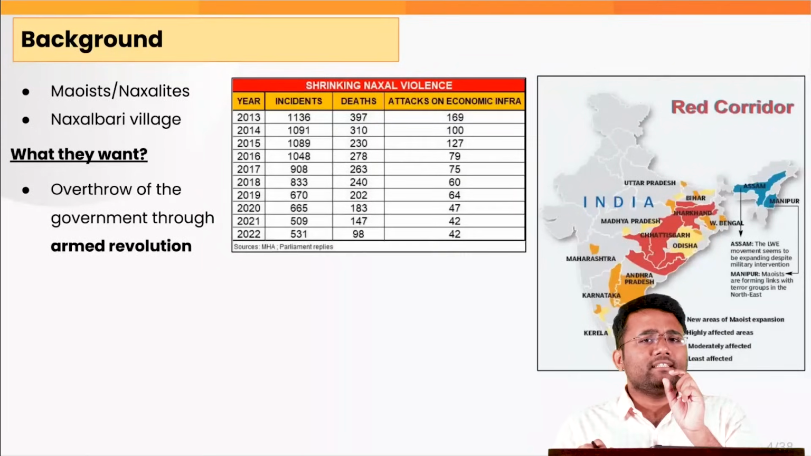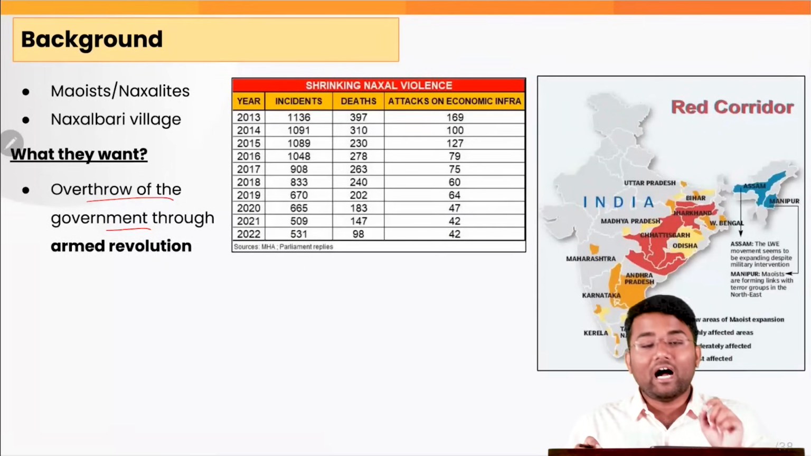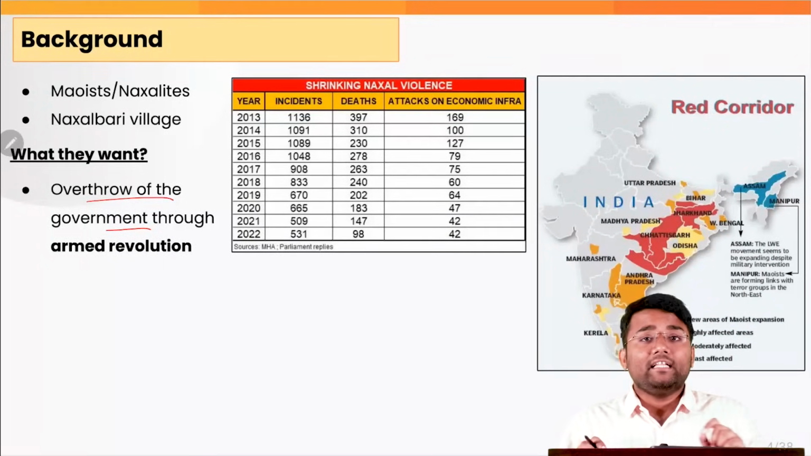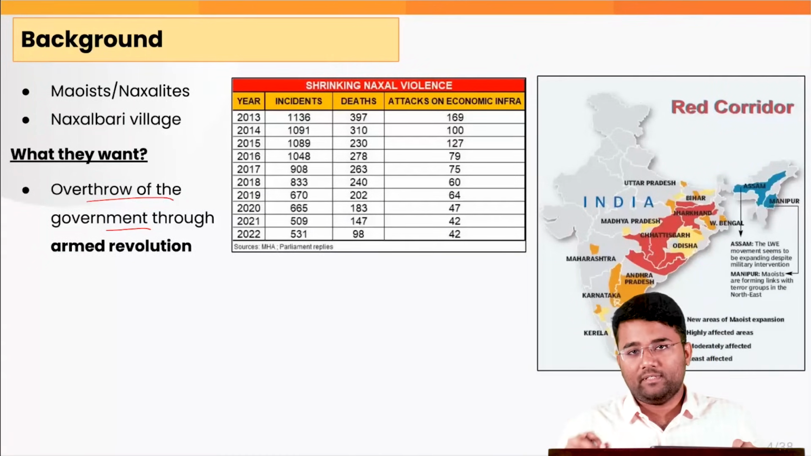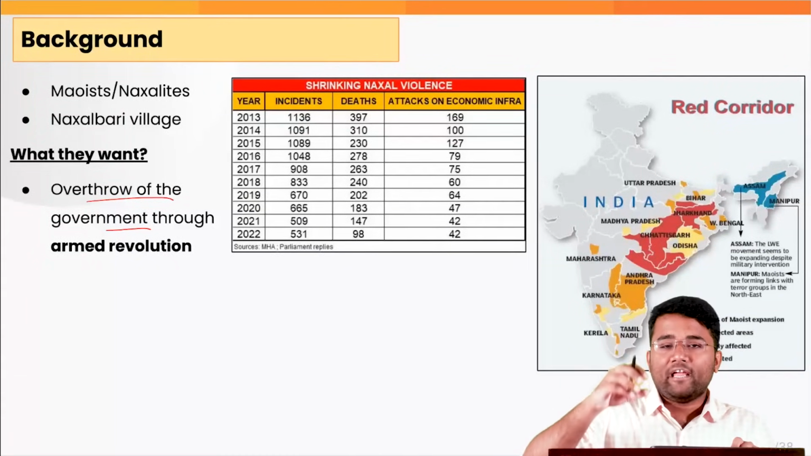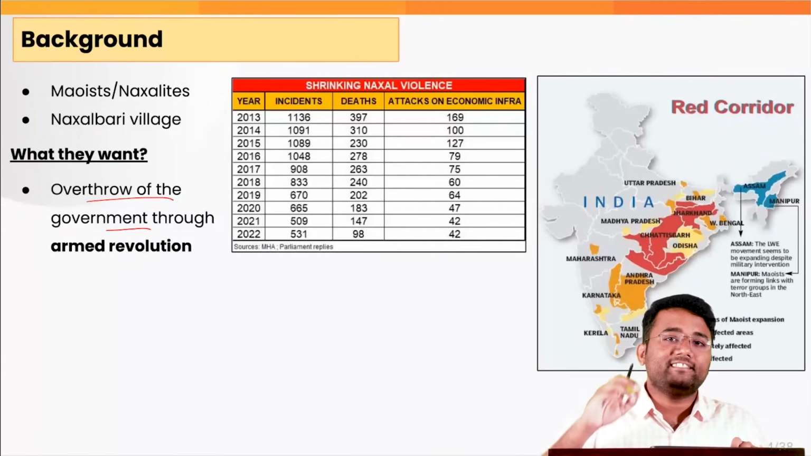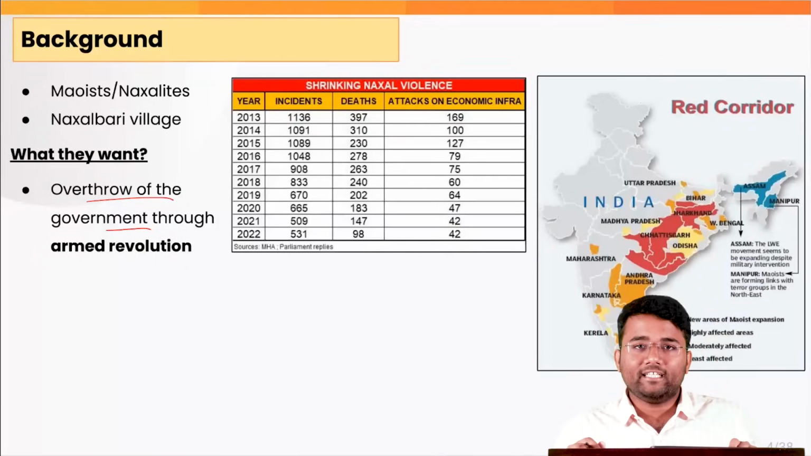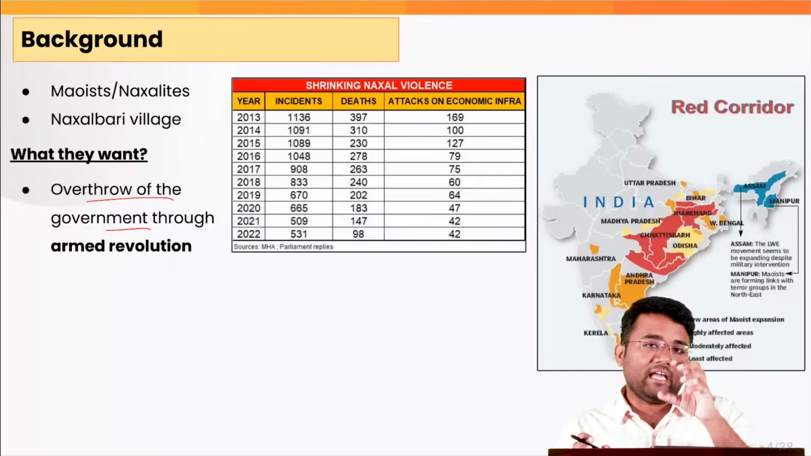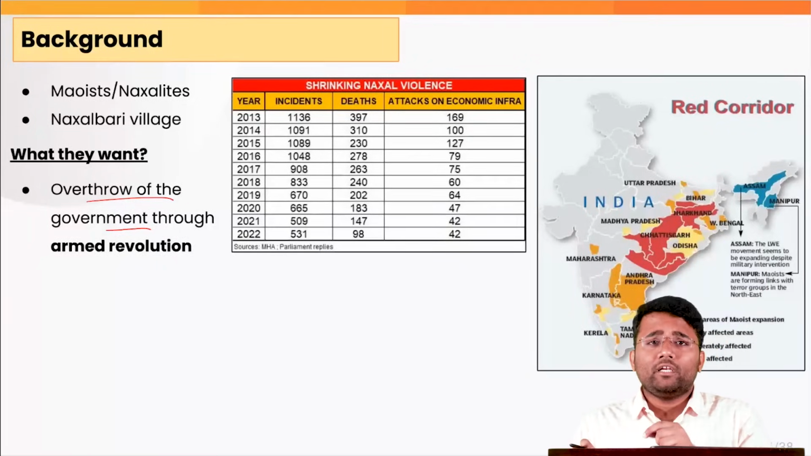So what do they want? What is their objective? They want to overthrow the government through armed revolution, and they want to establish a communist state based on Maoist principles, where private property like factories, etc., should be owned by the state itself. There should be a classless society, without any distinction like haves and have-nots. Also, these Naxalites resort to various measures like guerrilla warfare.